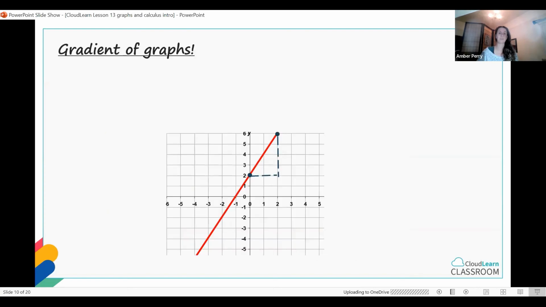Okay. So I'm going to talk a little bit more about gradients of graphs now. And we did quite a lot on gradients of straight line graphs last time.